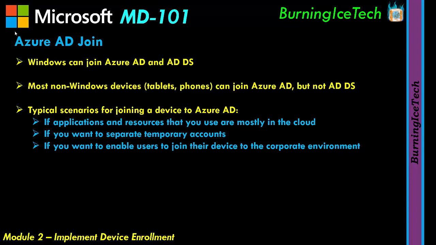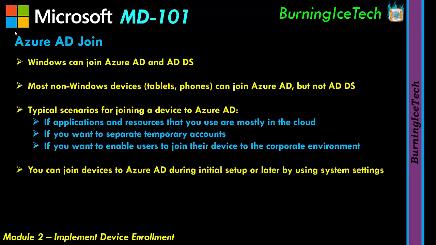And if your people, your members, your users, whatever you want to call these people, don't meet that criteria, they will not be able to join your domain, or at the very least, they will not be able to access company resources until they meet that criteria. Now, when it comes to joining devices to the domain, you can join devices to Azure Active Directory during the initial setup, or you can do it later by using system settings. And when we say system settings, we actually refer to the settings app.